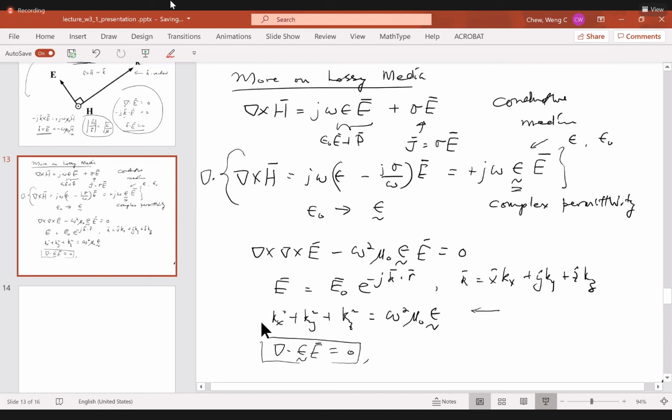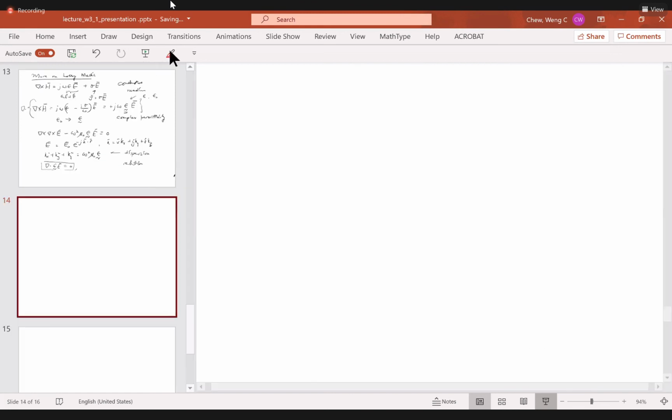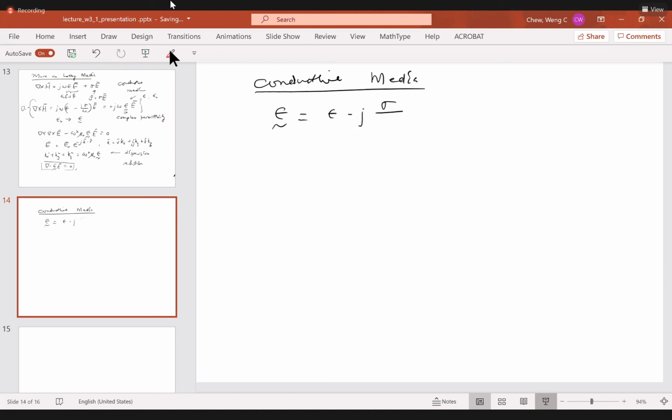Okay, except that epsilon can be complex, and that gives rise to some very interesting physics. Okay, let's look at the case of a conductive medium in greater detail. What we have then is that epsilon is epsilon minus j sigma over omega, which is what we did before.